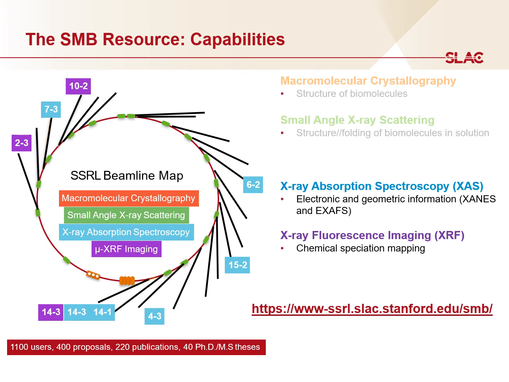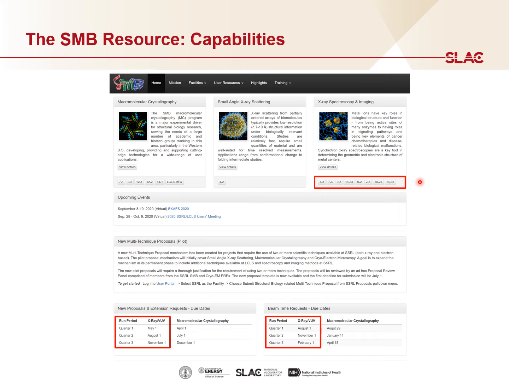Detailed information on the individual beamline capabilities can be found at the SMB resource website. The SMB resource website not only details the technique and specific capability of each beamline, but also provides recent science highlights, event information, and importantly, new general user proposal deadlines and beam time request deadlines. I'll go over exactly what these are in a few slides.